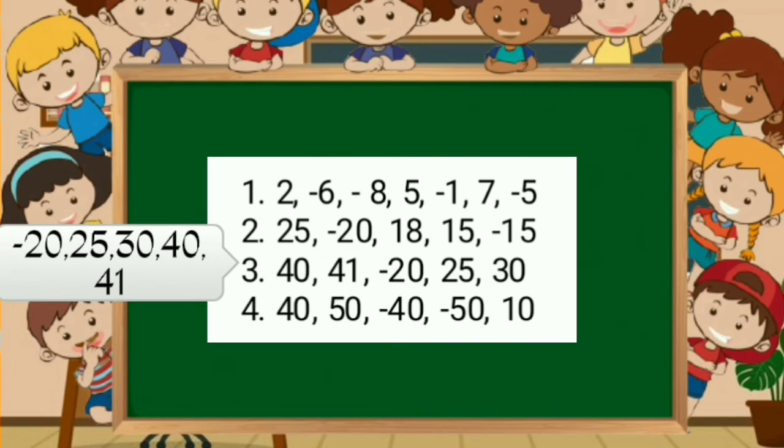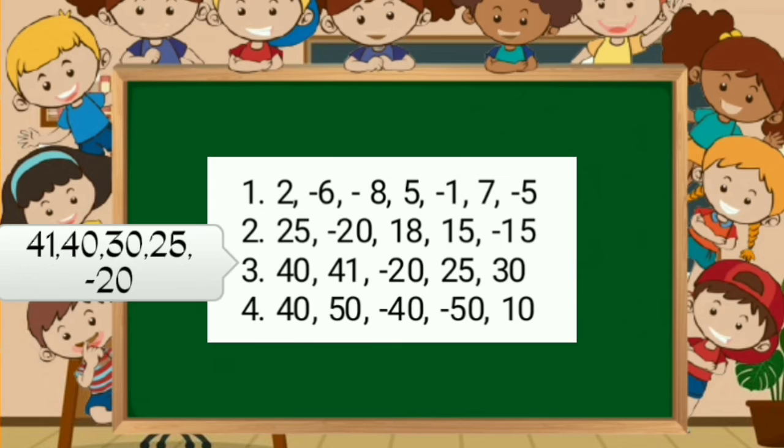Number 3, negative 20 followed by 25. Next was 30, 40, and last is 41. And again, if we are going to arrange those from greatest to the least, then we are going to reverse the numbers from positive 40 until negative 20.